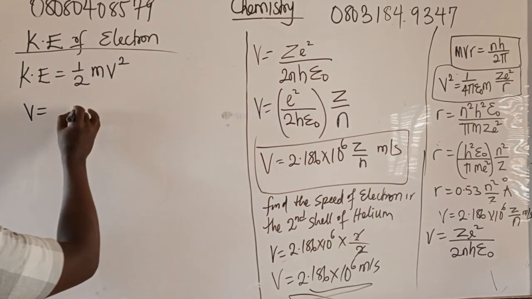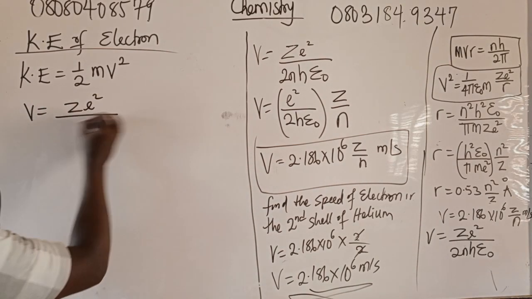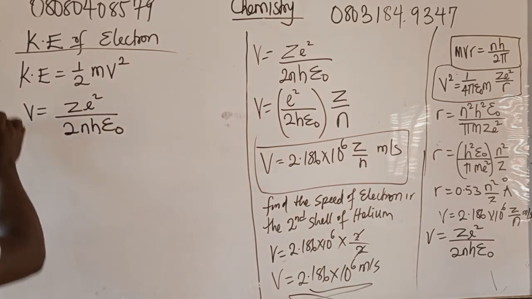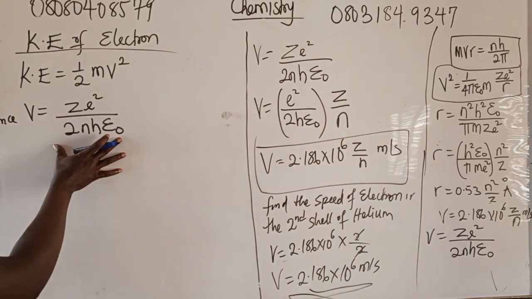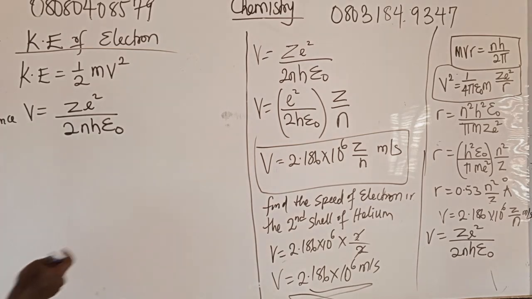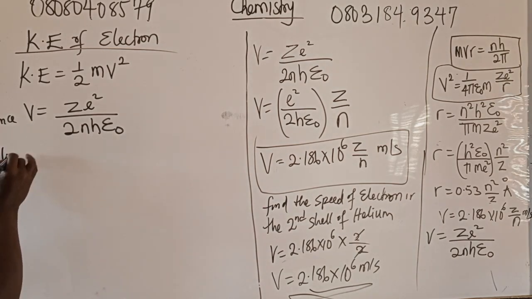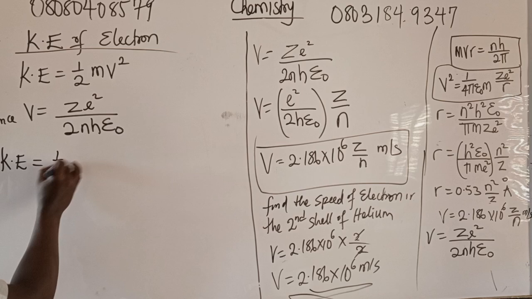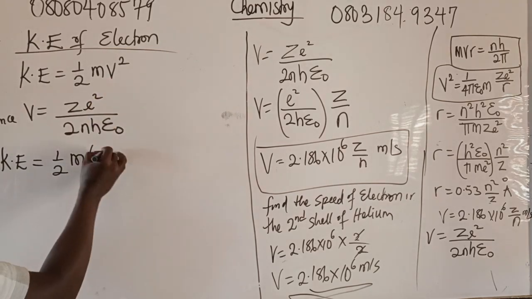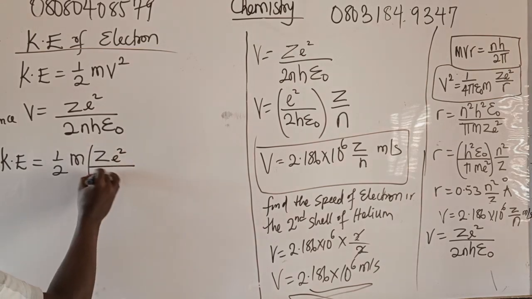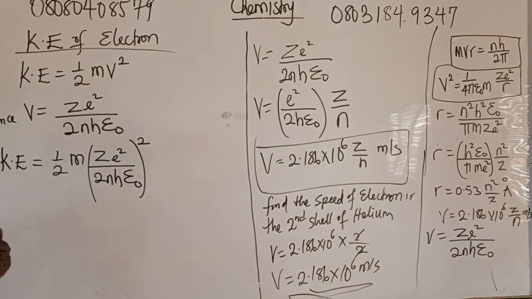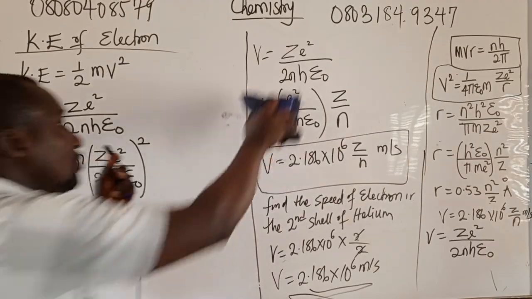The velocity of an electron is Z e squared over 2 n h epsilon naught. Since I have velocity to be this, anywhere I see velocity, I will substitute it. So I will have kinetic energy equal to half m, and V is Z e squared over 2 n h epsilon naught, everything squared. Don't forget, everything squared.